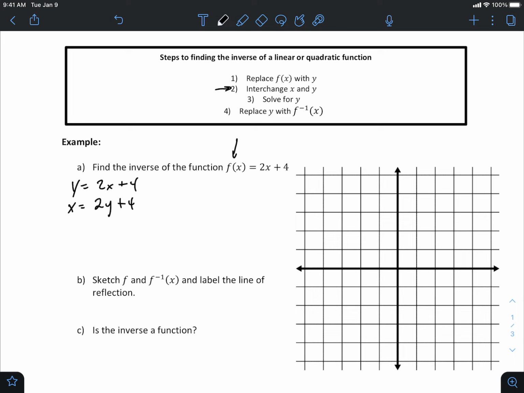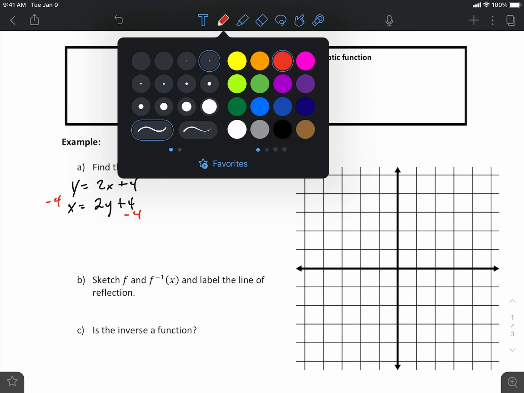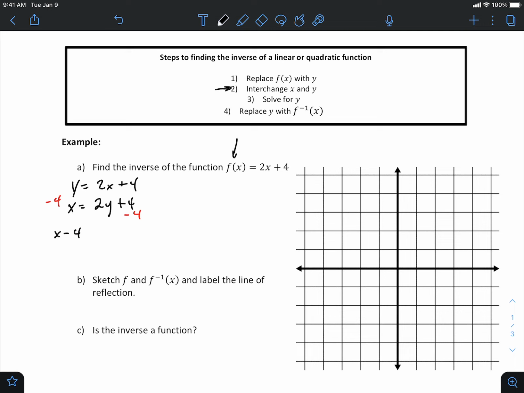So to do that, I'm going to subtract 4 from both sides again, just like what we just finished doing. We're going to get x minus 4 equals 2y. And then divide both sides by 2. So we'll write it like this: y is equal to x minus 4 over 2. You might choose to write it like that, or you might choose to write it like this, because it's easier to graph.